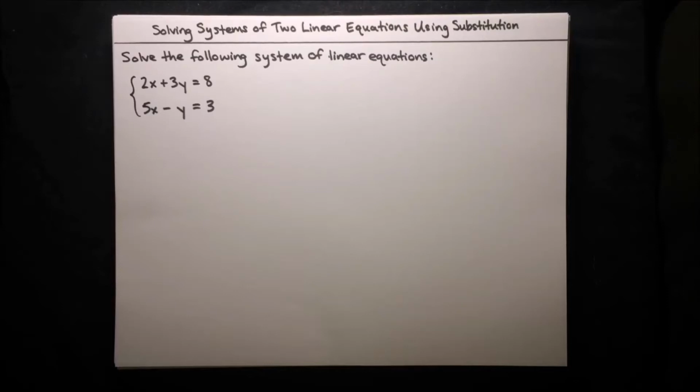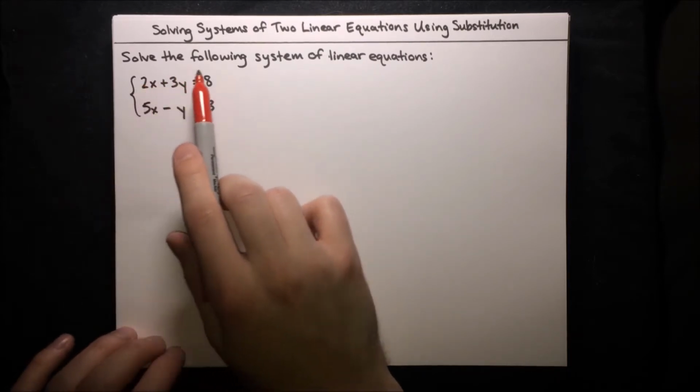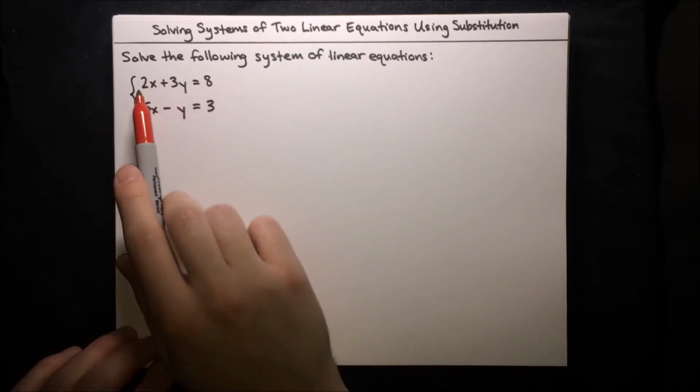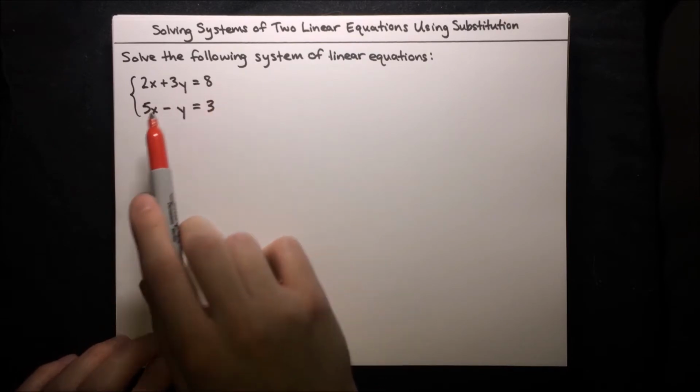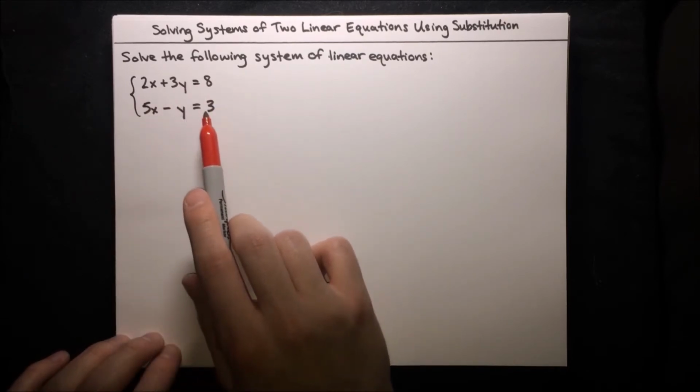In this video, I'm going to show you how to solve systems of two linear equations using substitution. So here's our first problem. Solve the following system of linear equations. 2x plus 3y equals 8, and 5x minus y equals 3.